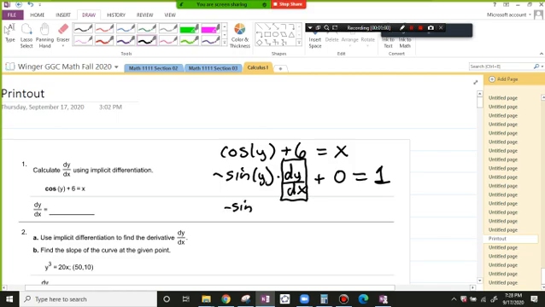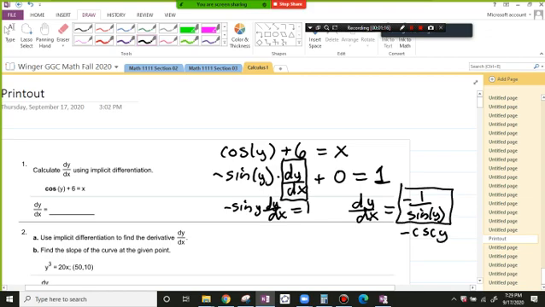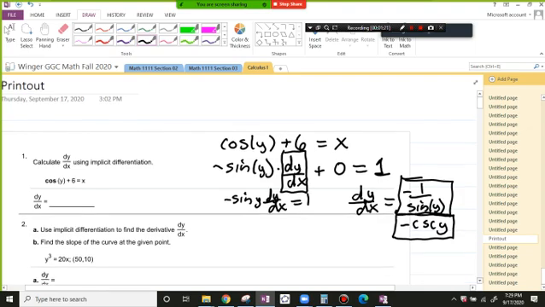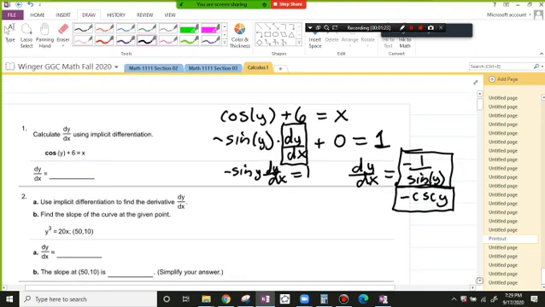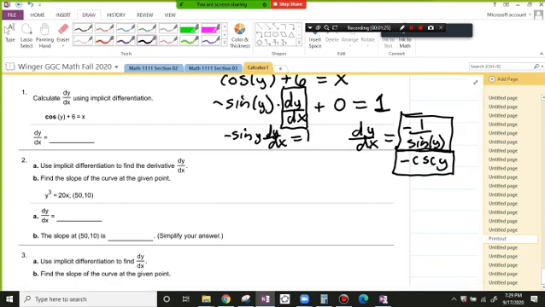Negative sine y times dy/dx is equal to 1, and dy/dx is equal to negative 1 over sine y. I also think my MyMathLab is going to take negative cosecant of y. Either one should work. The floor will be open for questions at any moment. Take the derivative on both sides, solve for dy/dx.